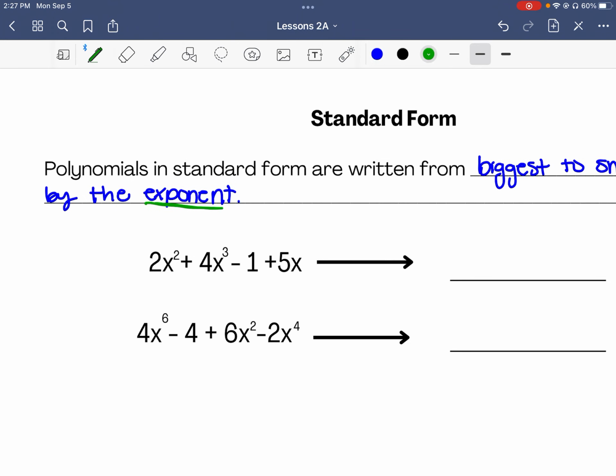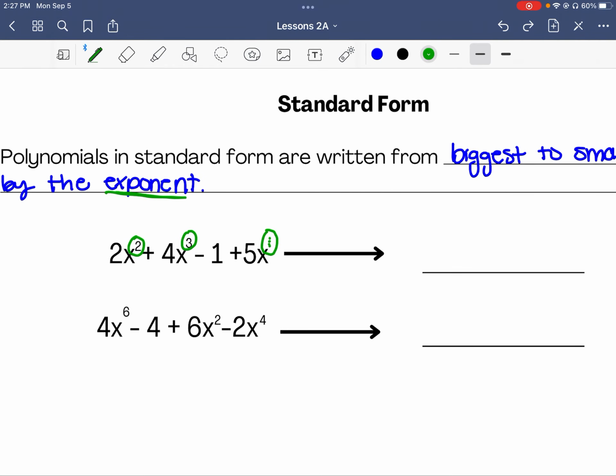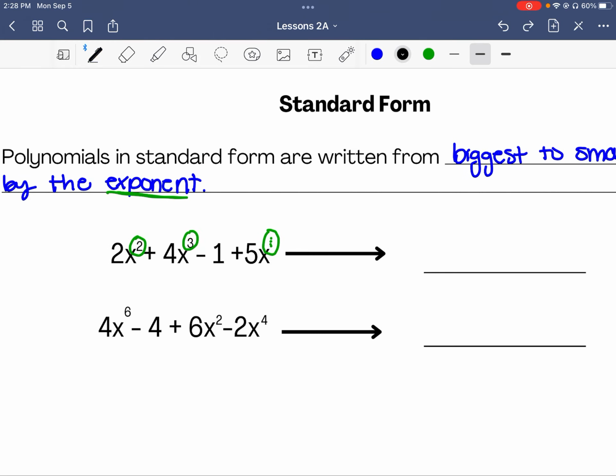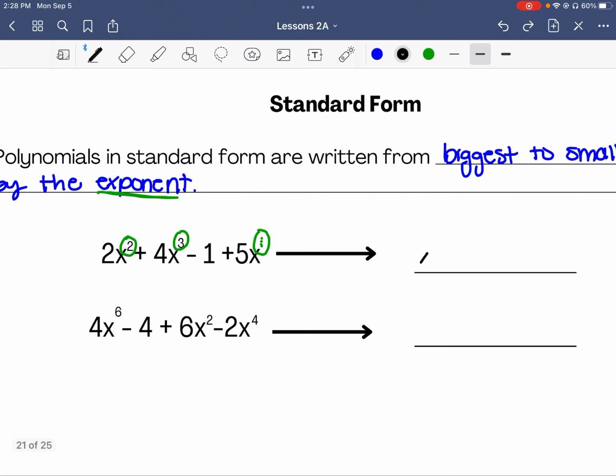So let's look at these examples. Right here we have an exponent of 2, 3. Oh, before we go to the -1, let's look at the 5x. You see how the x has no exponent? But since it has an x, it has an imaginary 1, okay? So this one's technically 1. And then the 1 has no x right here, so it's missing. It has no exponent. It's technically an exponent of 0. So we're going to look at who has the biggest one. Well, clearly 3 right here is the biggest one.